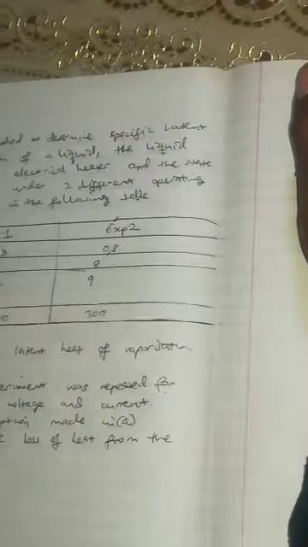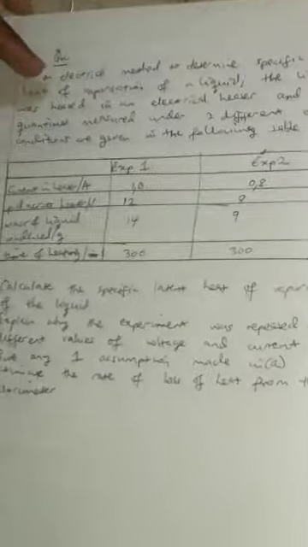Now, what you know is that when using a calorimeter to determine the specific latent heat of vaporization of a liquid, we consider the principle of conservation of energy. In this case, the principle states that the energy applied by the electrical heater is equal to the energy gained by the liquid plus energy lost to the surroundings.